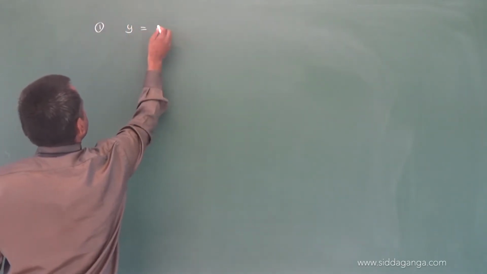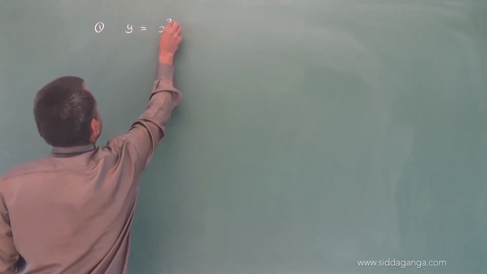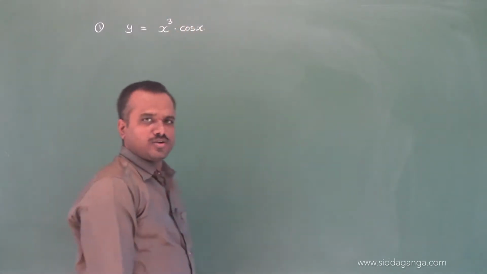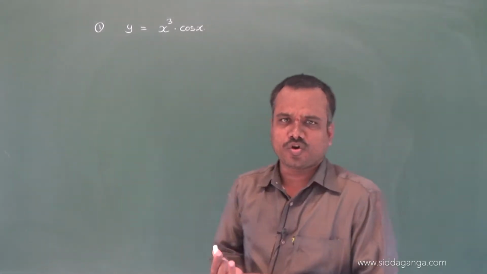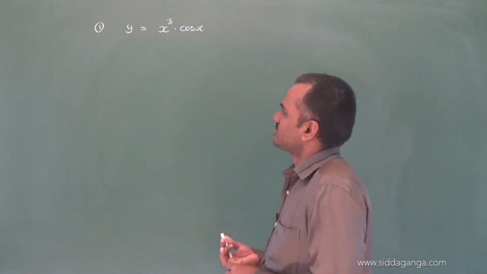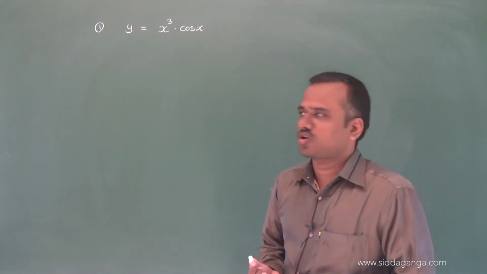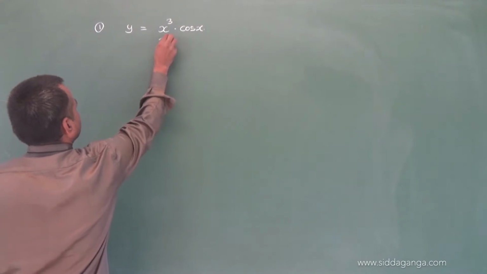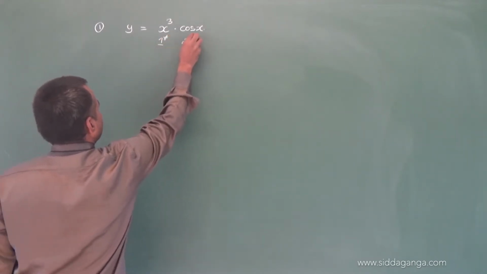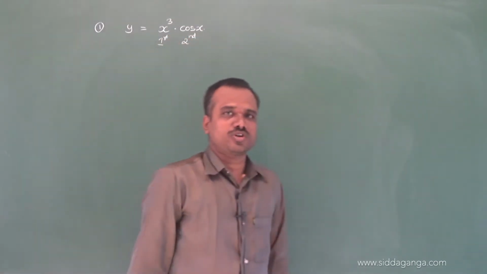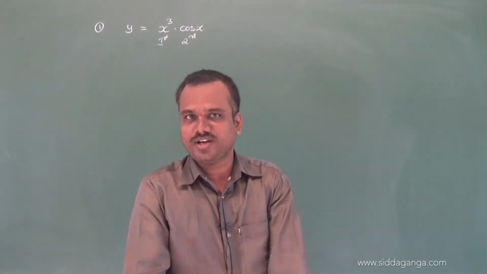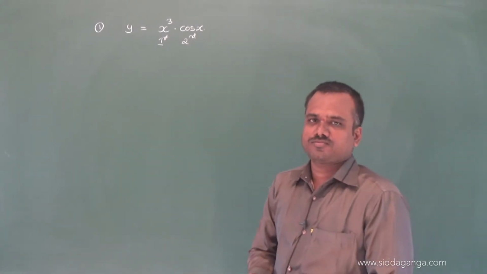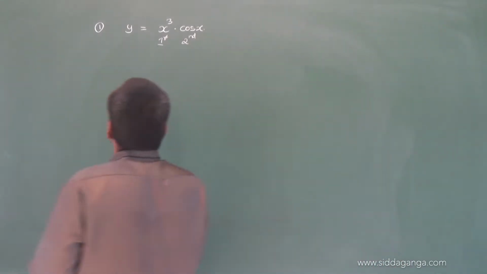Suppose he has given y is equal to x cube into cos x. Simply, y is equal to x cube into cos x. See, observe here, x cube is the first function, cos x is the second function. No need to write like that, it's not a rule. For understanding, I write: x cube is the first function, cos x is the second function.